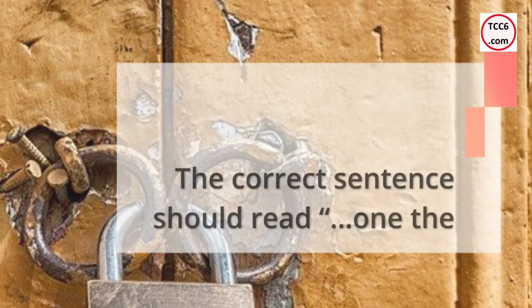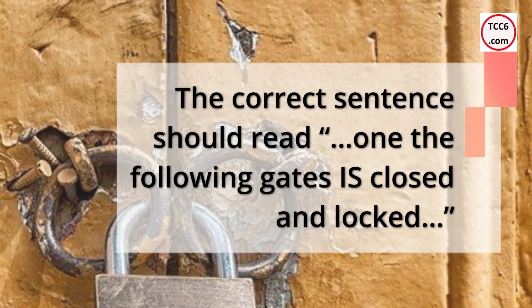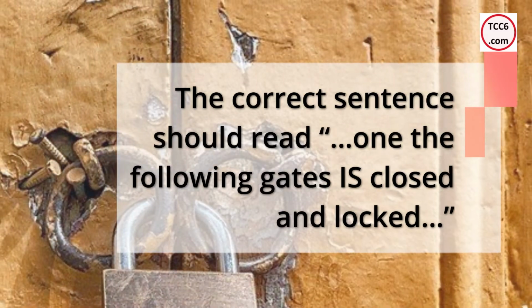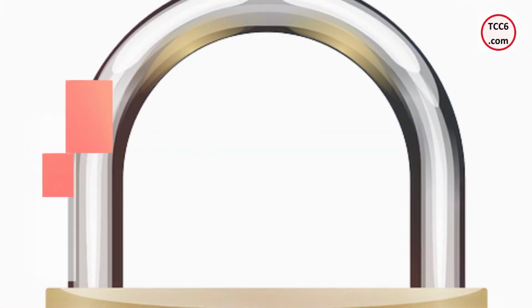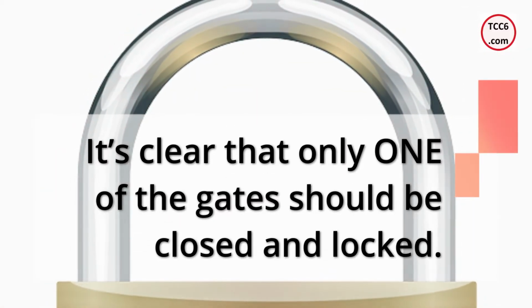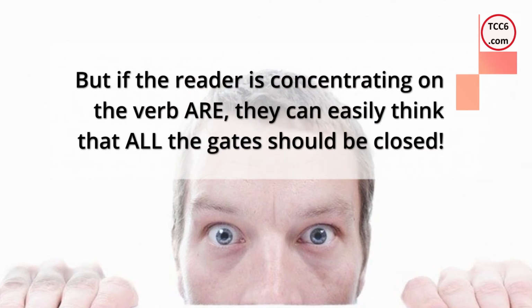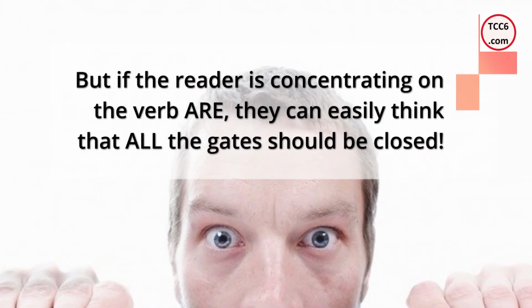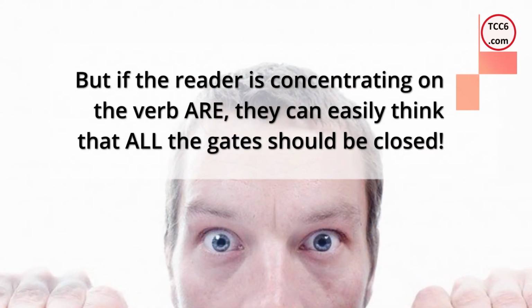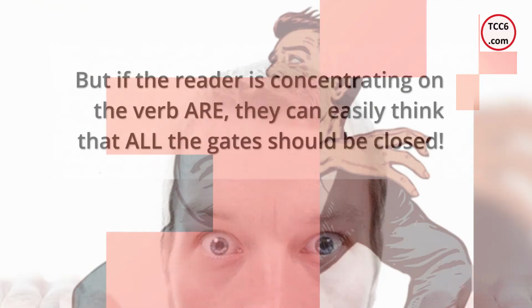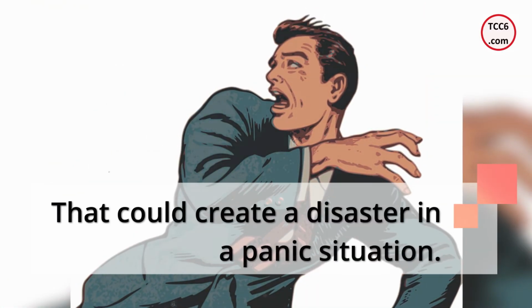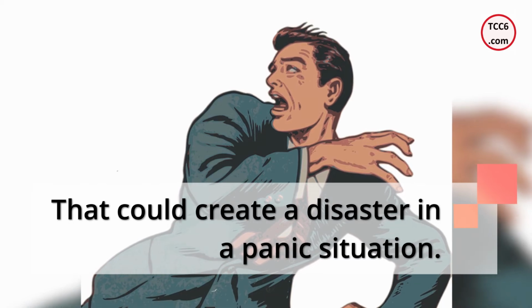The correct sentence should read: one of the following gates is closed and locked. It's clear that only one of the gates should be closed and locked. But if the reader is concentrating on the verb are, they can easily think that all the gates should be closed. That could create a disaster in a panic situation.